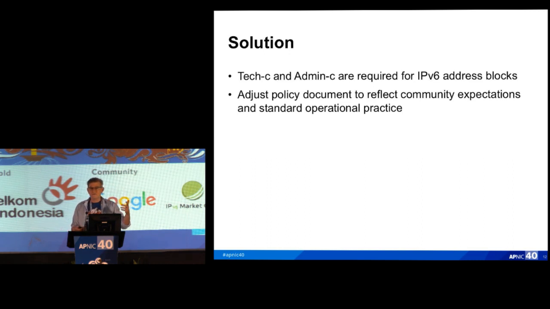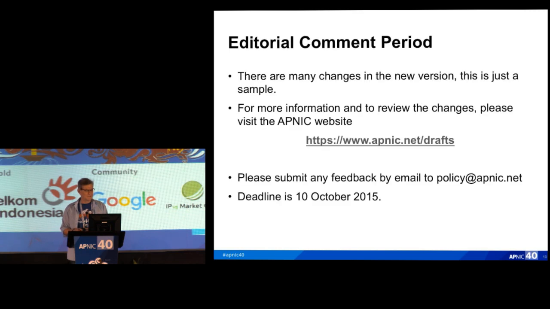So my solution in redrafting to version 2 of the policy document is to apply that requirement for tech C and admin C to IPv6 address blocks, which I hope is pretty self-evident as the solution for that. So all of this is on the website, and if you go to the URL there, it has a little bit more detail and information about what I changed.